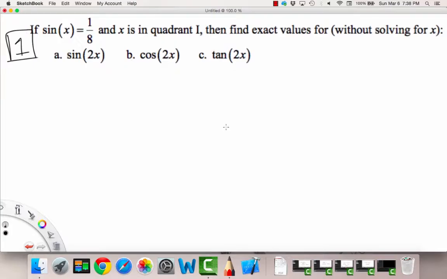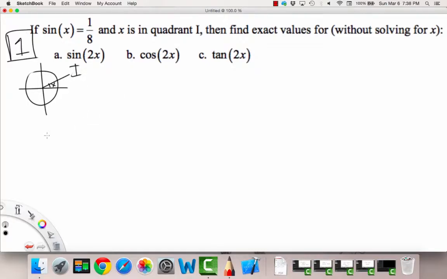Alright, here's number 1. We're given that sine x is equal to 1 over 8 and x is in quadrant 1. Then find the exact values, without solving for x, our angle, for these three things. So first of all, sine x is equal to 1 over 8 and x is in quadrant 1. So here's our angle x, and it's in quadrant 1.